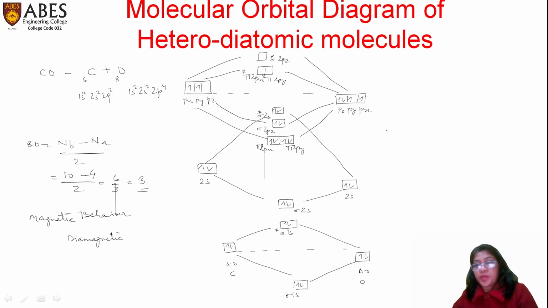And if we are preparing the molecular orbital diagram for CO plus, in that case one electron is being removed. So one of the electrons from the oxygen atom will be removed, and here it will have one unpaired electron, and the magnetic behavior of the CO plus molecule will be paramagnetic.